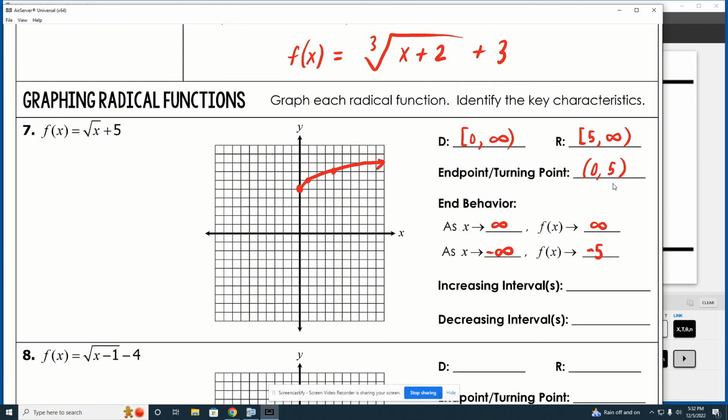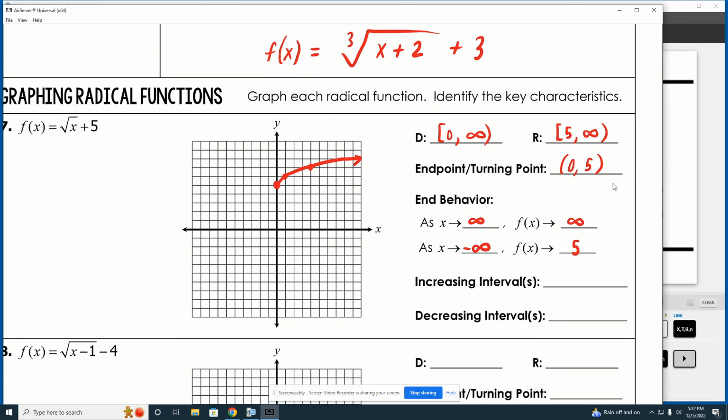It's approaching positive 5. Let me erase that. I don't know what happened there. And then, of course, the increasing, decreasing intervals. Look, isn't it always going up? So it really does not have a decreasing interval.